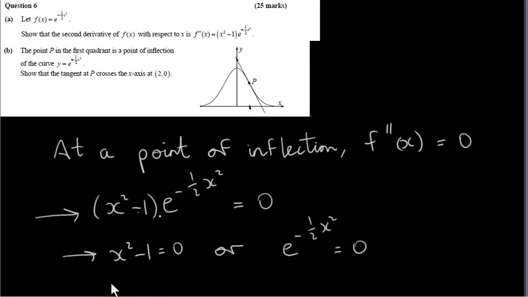Now if x squared minus 1 is equal to 0, we have x equals the square root of plus 1. And that has two answers. It's either plus 1 or minus 1. So it appears that the x value of the point P is plus 1. As a matter of fact, minus 1 is the x value of the point of inflection on the other side of the curve. Now, what about this other factor? Well, this has no solution.